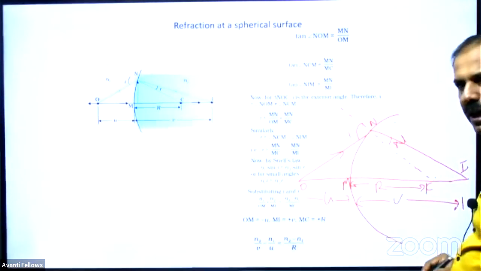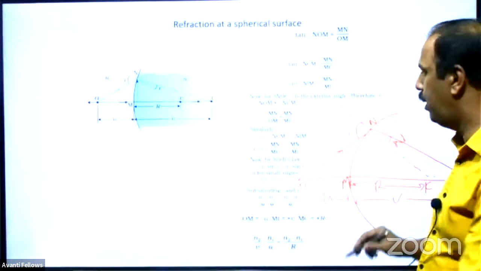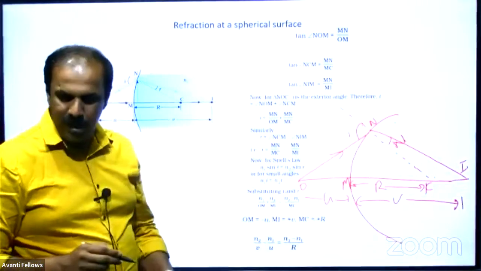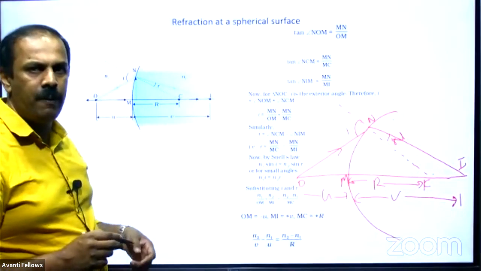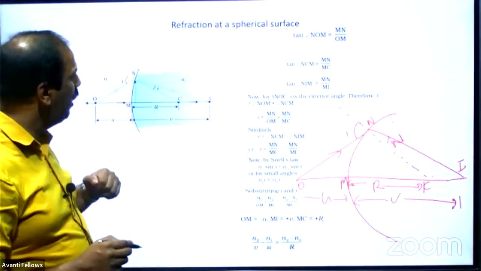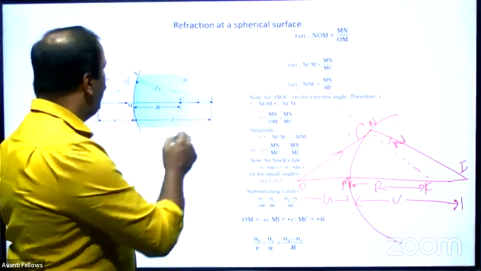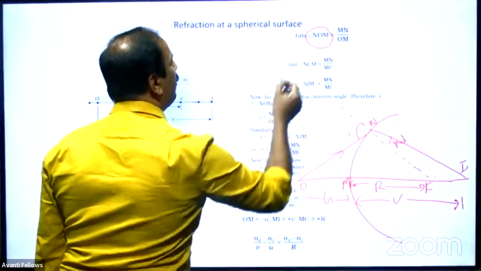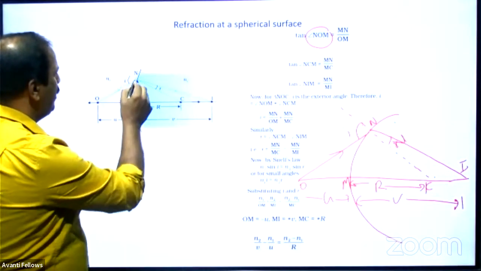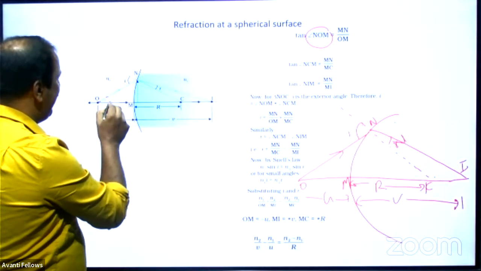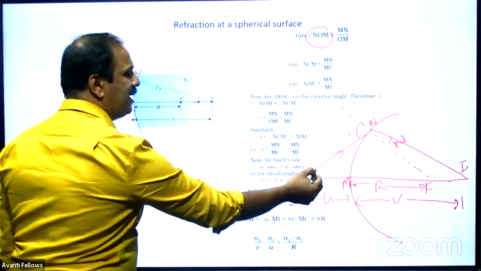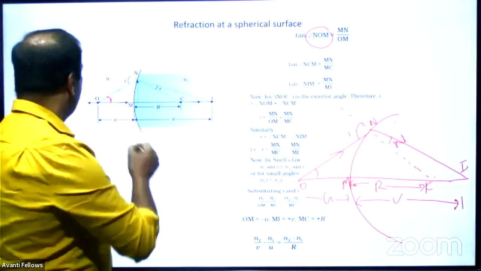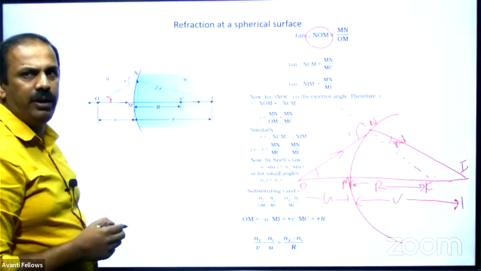Now we have to go for a connection between all these things. What is object distance? What is image distance? We have to go for a relation between all these things. For that, first we will take the angle NOM. This is N, this is O, this is M. This angle. In this diagram, this angle. Both are the same, only to make it clear I have drawn it a little bit bigger, that's all. So here we have angle NOM.